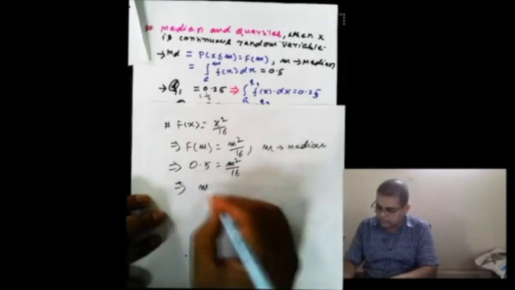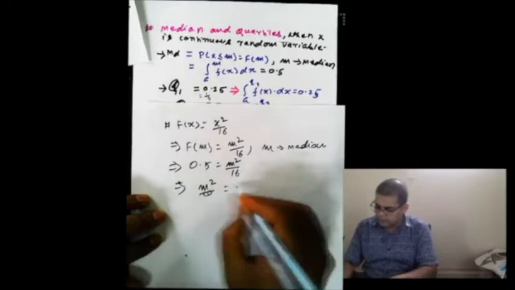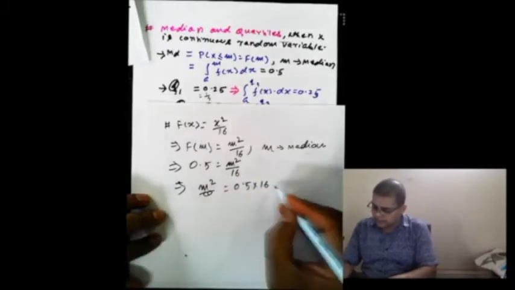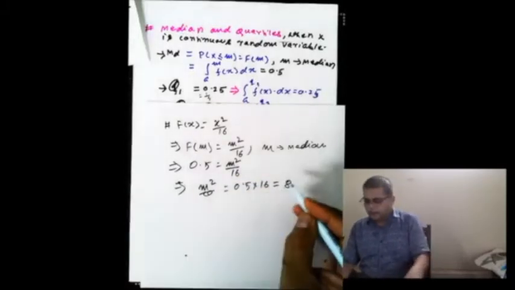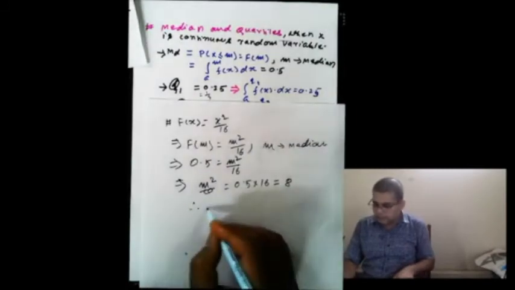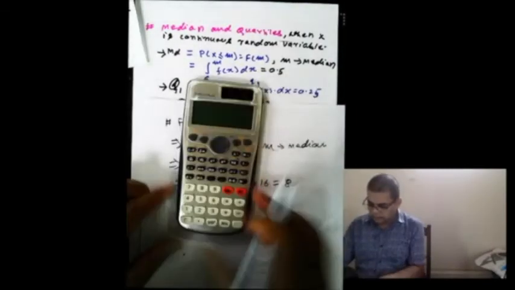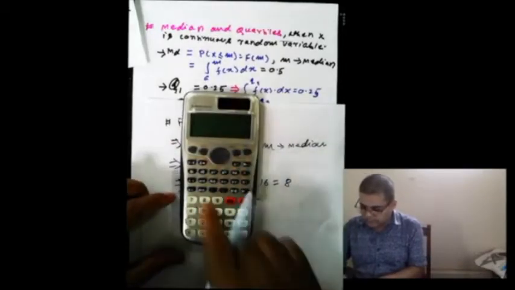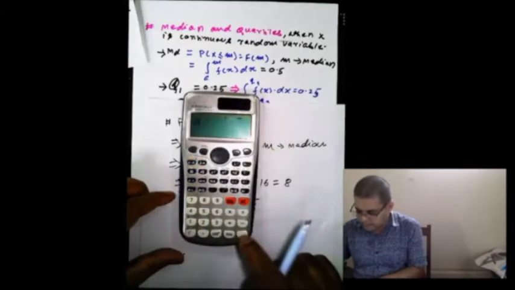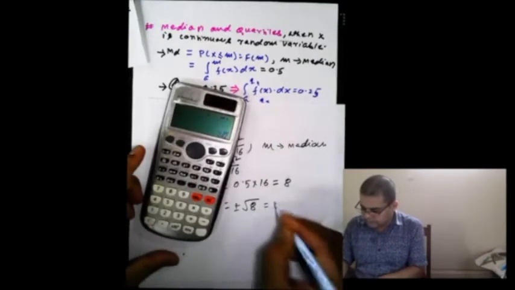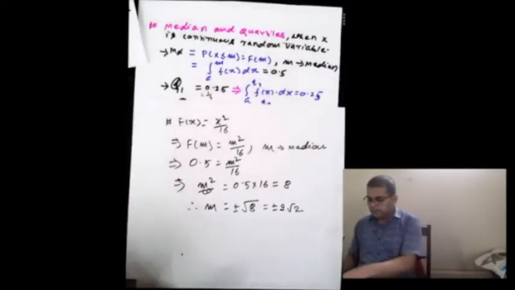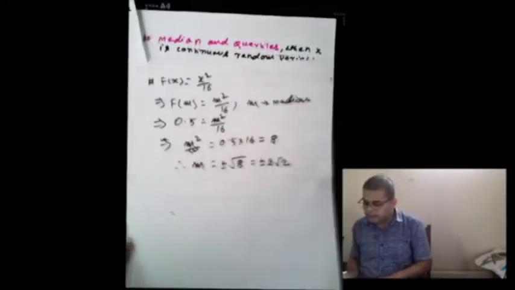It is m squared equals 0.5 times 16, when you transpose this to the left, and half of 16 is going to be 8. Now therefore m is equal to plus or minus the square root of 8. So first of all we find the square root of 8, which is plus or minus 2 root 2. So our median value is both positive and negative 2 root 2.